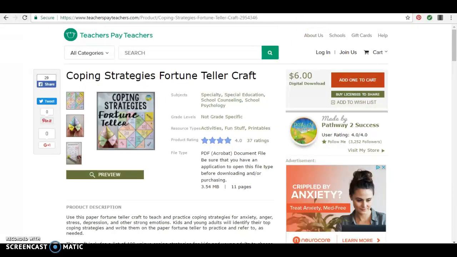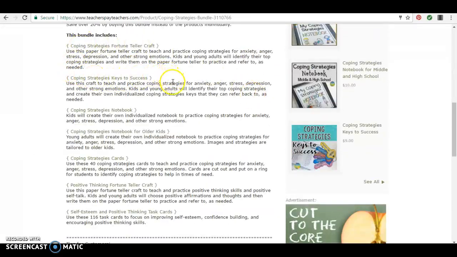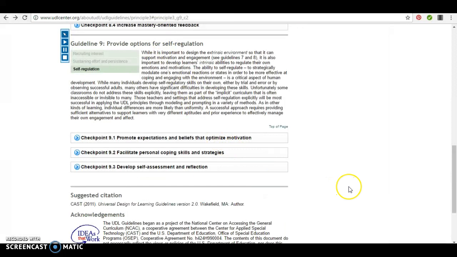It's also a part of a bundle, which would be pretty cool, because this bundle also has different keys to success, which are different ways for students to use their key strategies. And they can build notebooks where students can put their own strategies and ways that they're going to use the strategies, their strategy cards, positive thinking. And this goes along with facilitate personal coping strategies and skills, because it allows the students to deal with their emotions personally and cope with things personally instead of making a big deal about it.